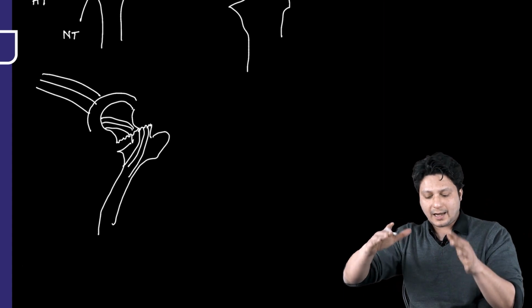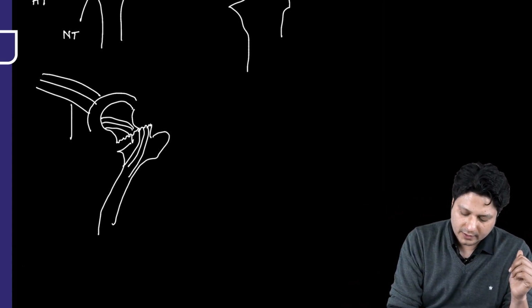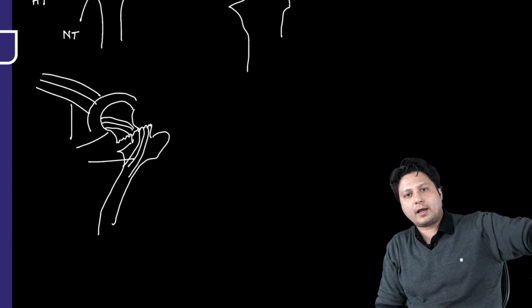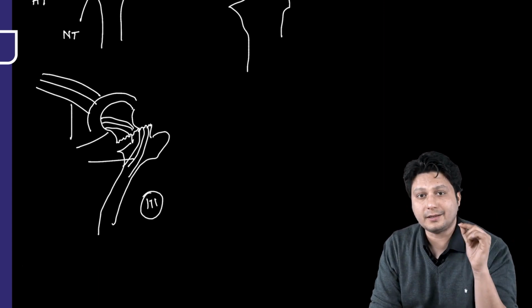So all the three alignments of the trabeculae are going to be disturbed. This is not in relation with the head, and the head trabeculae is not in relation with the neck. This is how everything is changed in type 3. Alright, but what will happen in type 4?